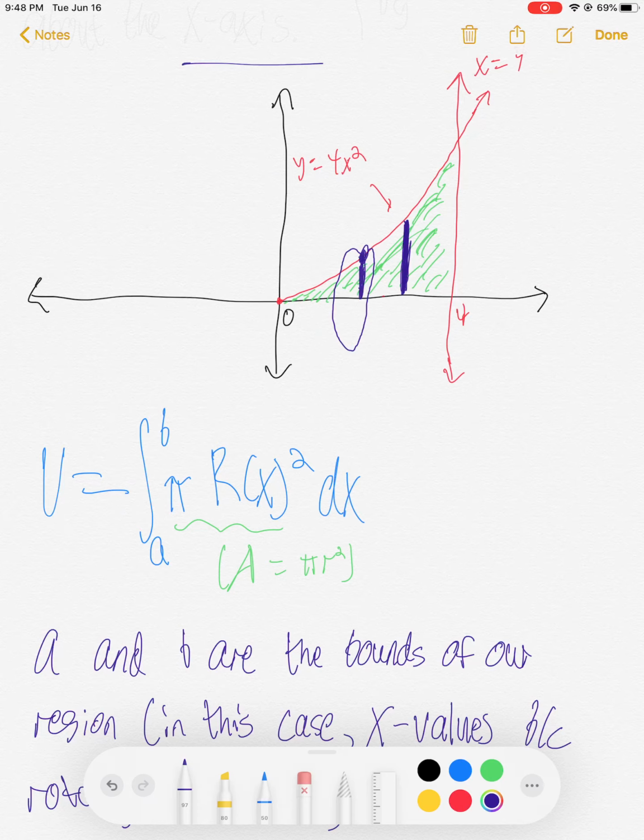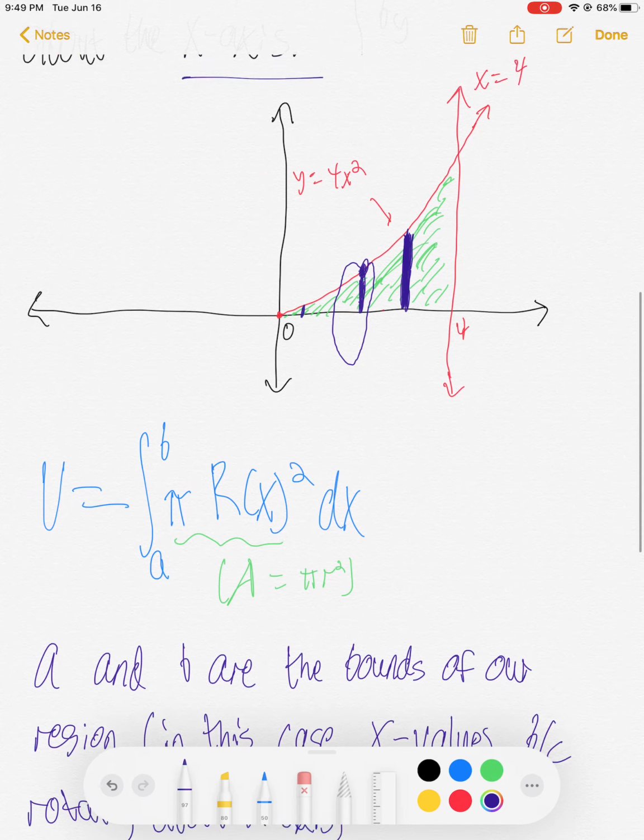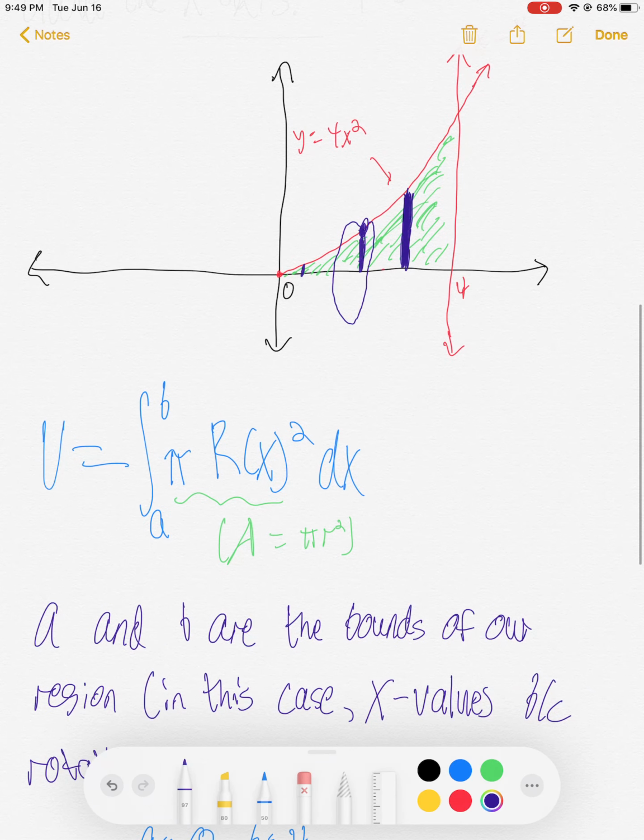Like if I'm down here close to 0, well, I'm not going very far. So whenever I revolve, I'm not contributing much volume because it's so thin. Whereas up here, where the cross section is bigger, we're going to contribute more volume. This is the idea behind this R of x factor. With a circle, the radius is just some constant number. But here, the radius is changing based on our x values.